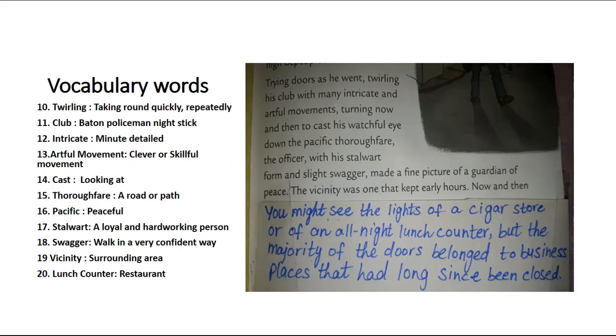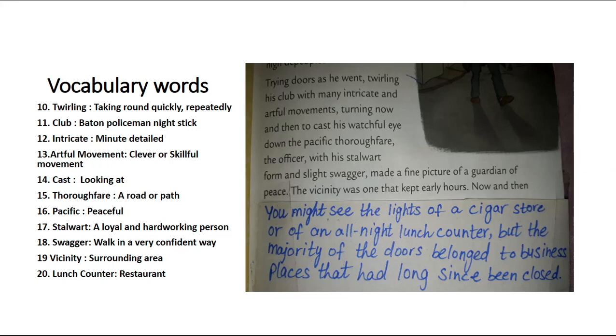Let's start the vocabulary words of the second paragraph. Students, be very attentive. Number 10, twirling. Twirling means turning round quickly, repeatedly. Number 11, club. Club means baton, a policeman's nightstick. Number 12, intricate. Intricate means minute, detailed. Number 13, artful movements. Artful movements mean clever or skillful movement.